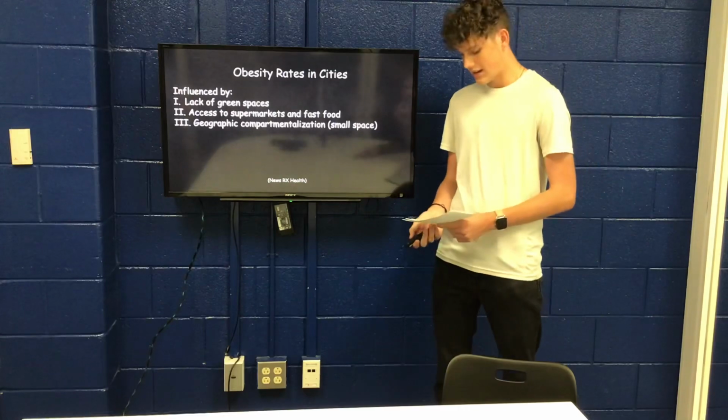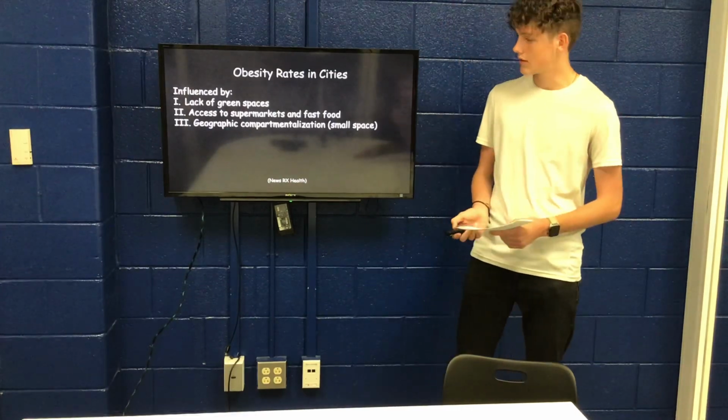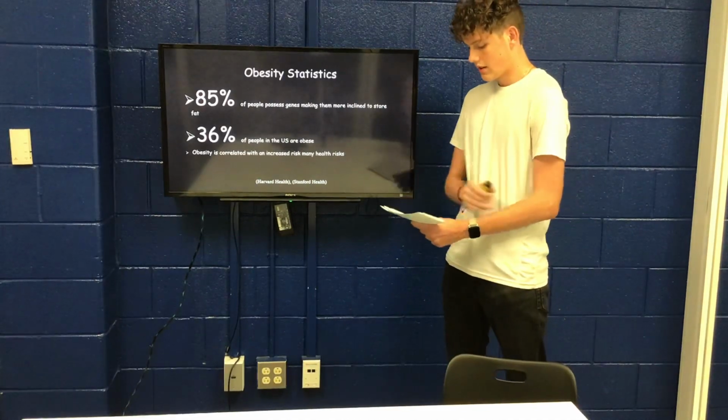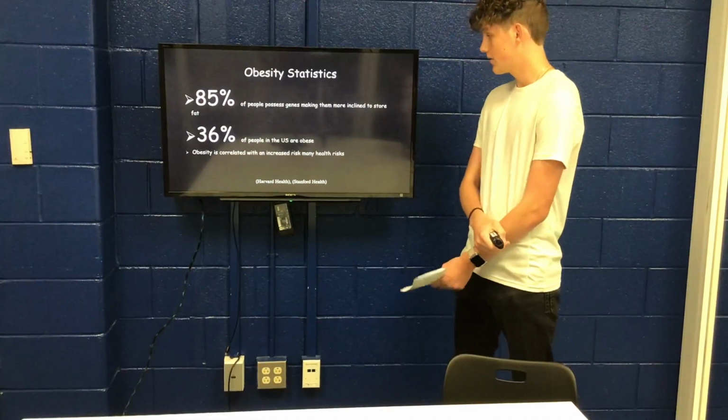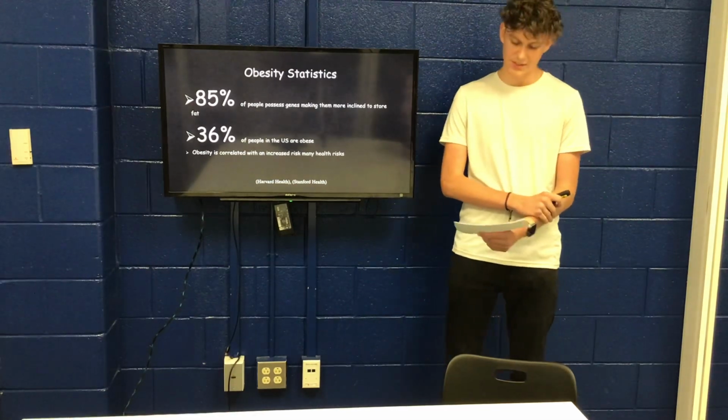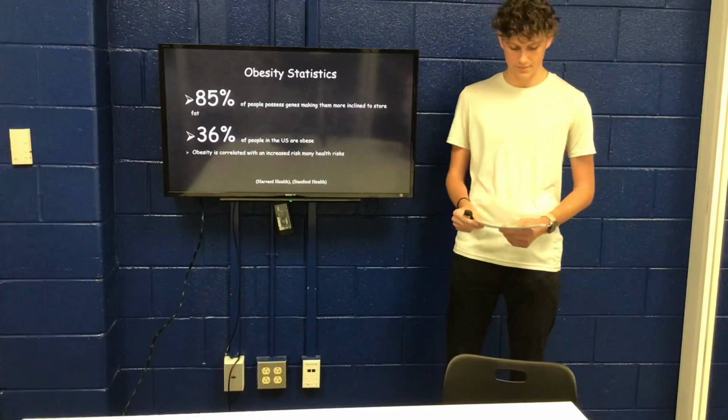Now, why is obesity a negative attribute? What risk factors are associated with it? Well, according to Stanford University, obesity is correlated with an increased risk in type 2 diabetes, heart disease, high blood pressure, arthritis, sleep apnea, cancer, and stroke.